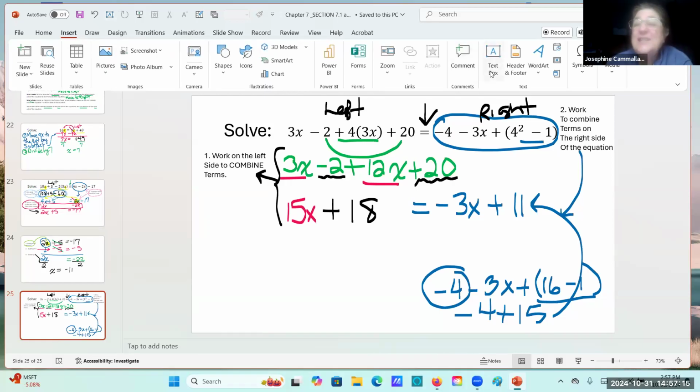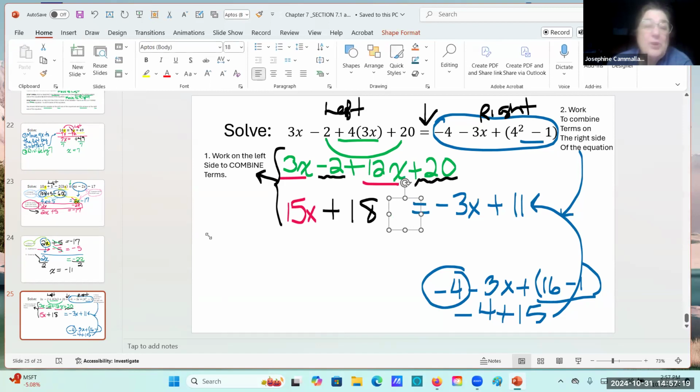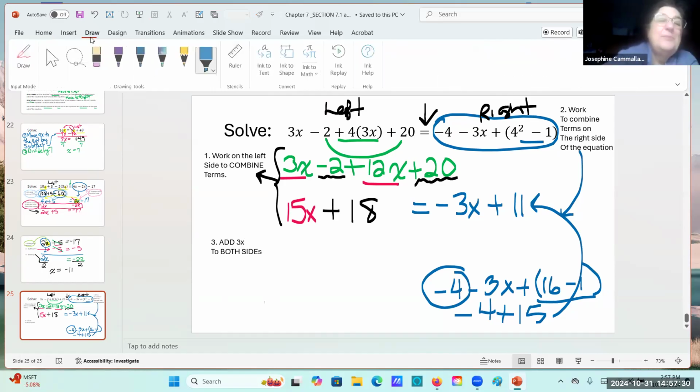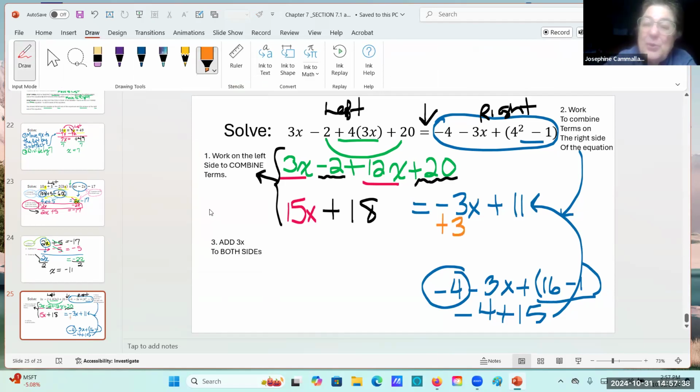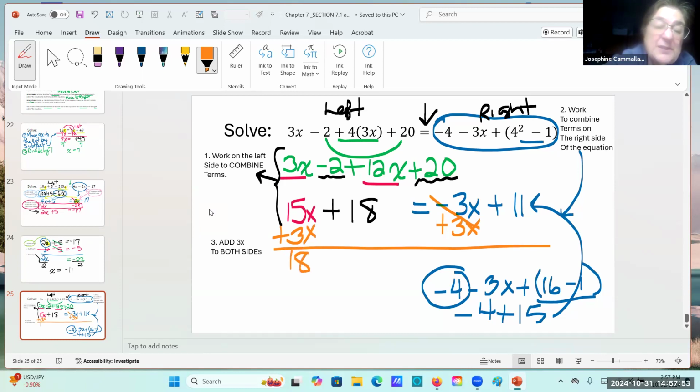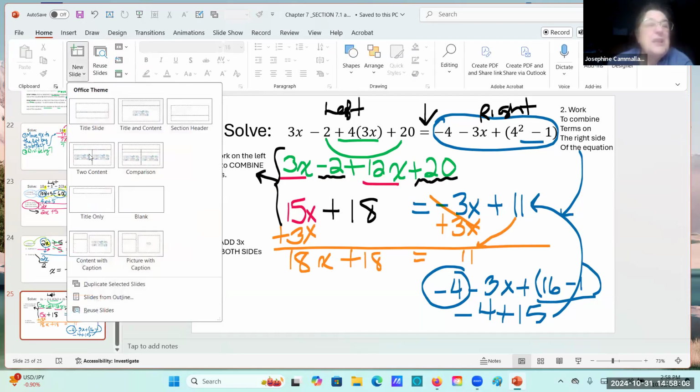Now, I got x's on both sides. So what I'm going to do is add 3x to both sides. I'm adding 3x to both sides. Now this is going to cancel. Now I can draw a line all the way across, or I can just draw it under the 15 and the 3x. This gives me 18x plus 18 is equal to 11. 11 is all by itself. So therefore, I probably am going to need another slide.